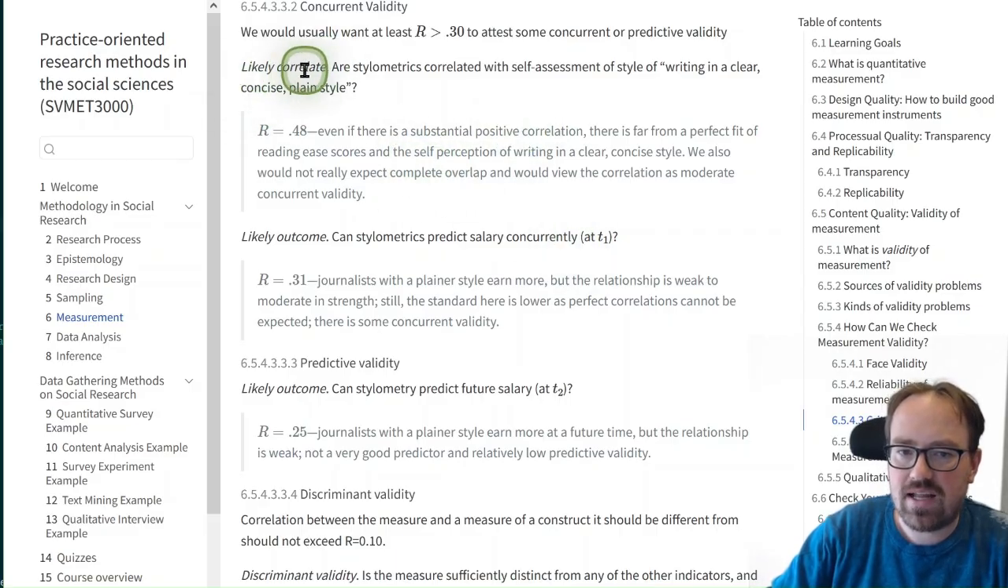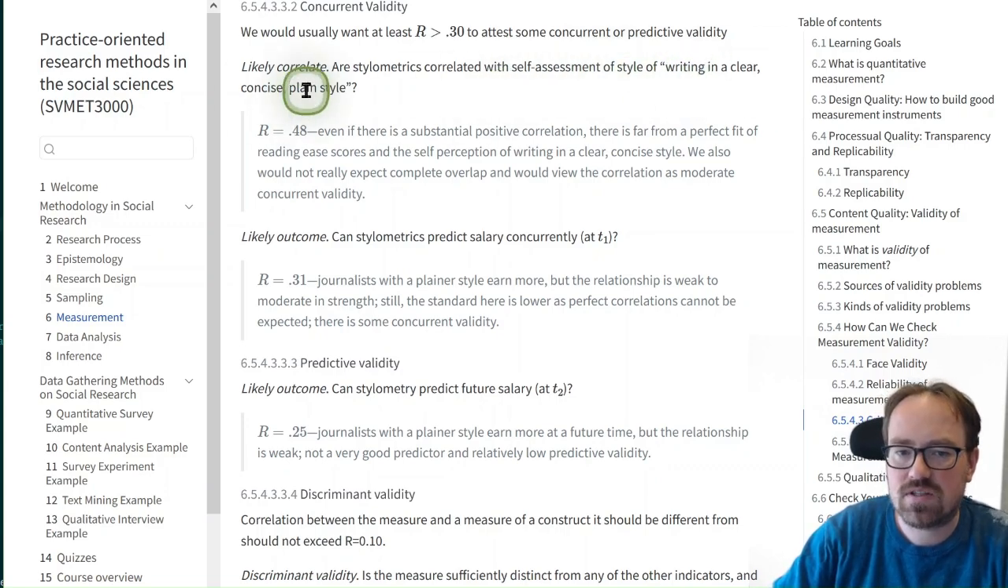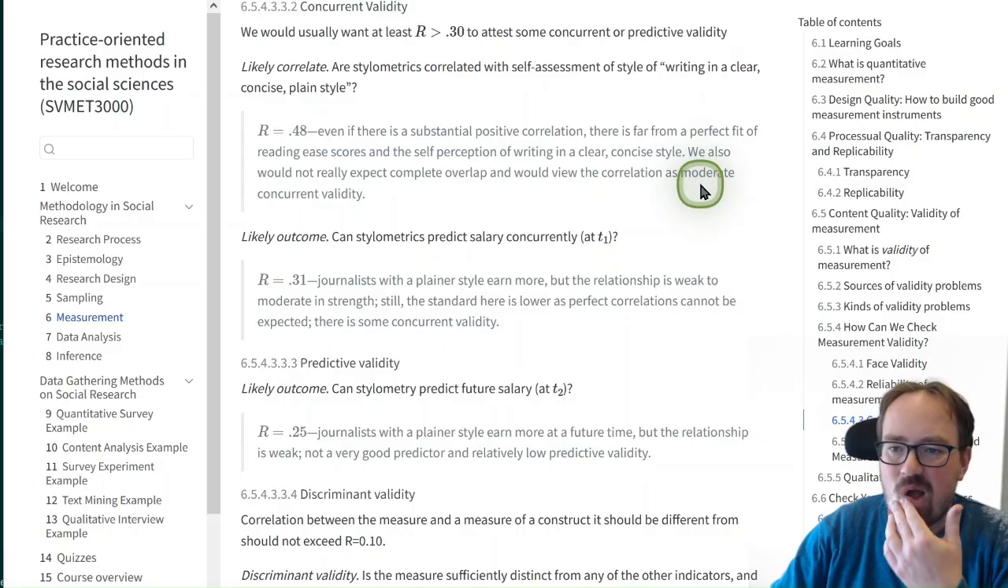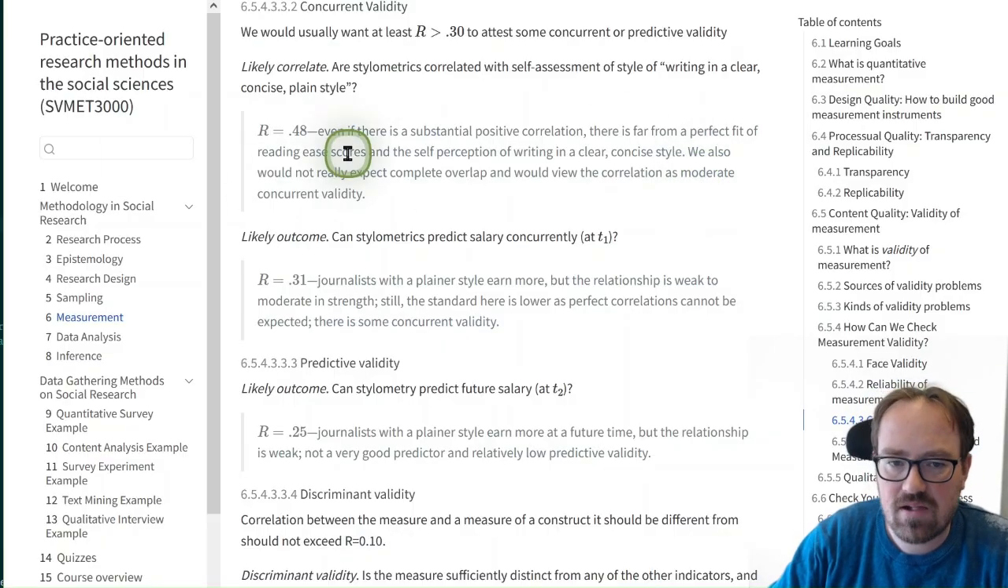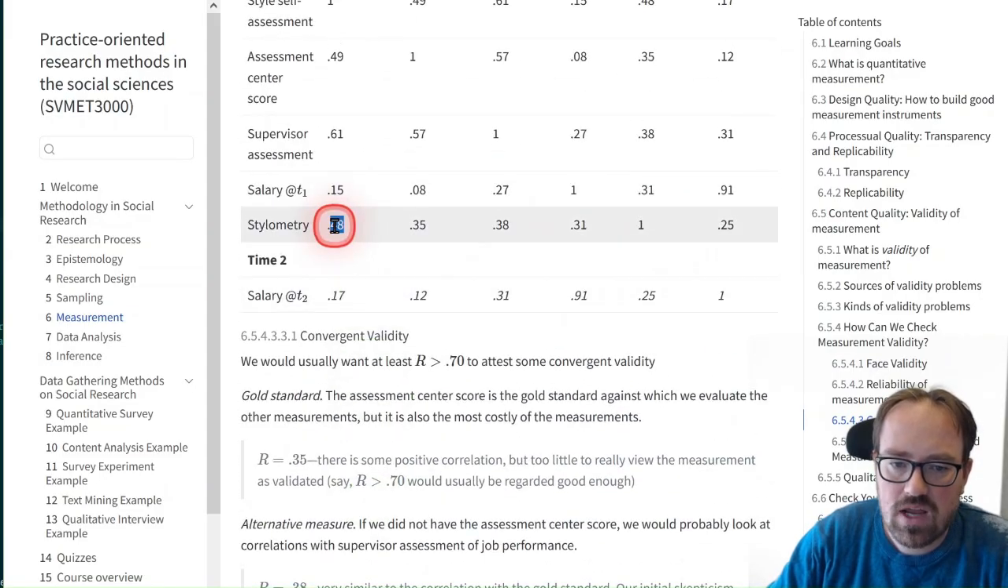So looking at a likely correlate, we might just correlate the stylometrics with the self-assessment of one's writing style in terms of writing in a clear, concise, plain style. That's what we ask the journalists to rate. Do you write in a clear, concise, plain style? And they rate this, say, on a 10-point scale. And here we observe R equals 0.48.